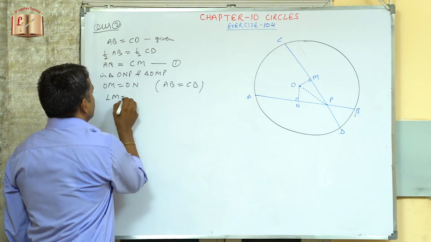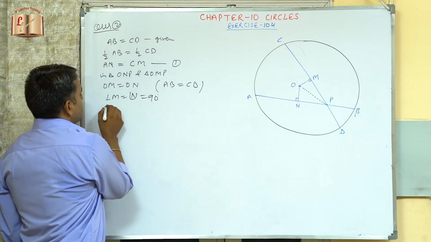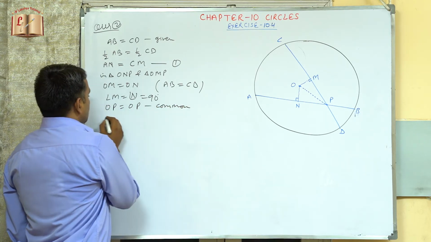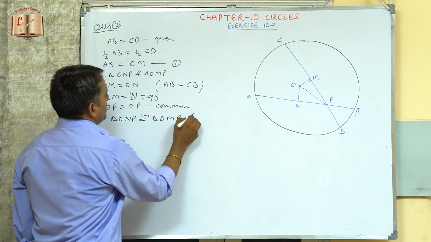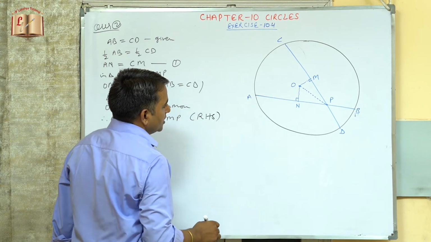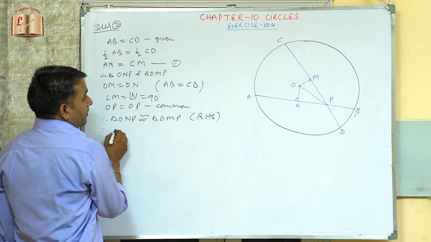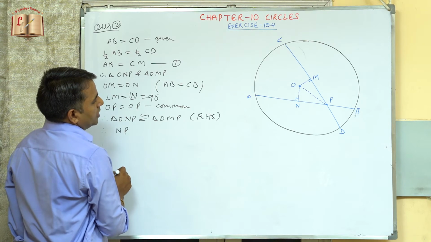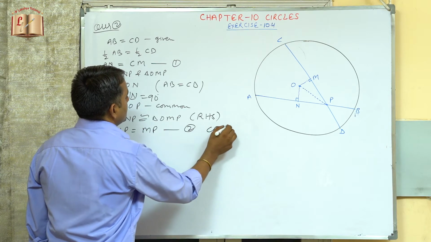And angle M is equal to angle N equal to 90 degrees, and OP is equal to OP, which is common. Therefore triangle ONP is congruent to triangle OMP by RHS, right angle, hypotenuse and side. Therefore we can write NP is equal to MP. This is equation number 2 by CPCT.